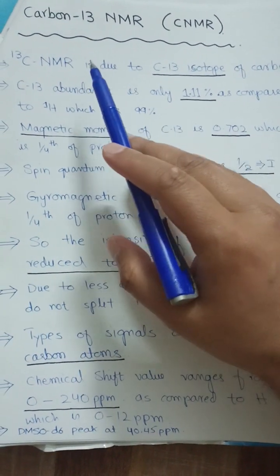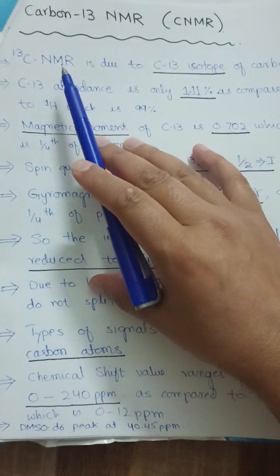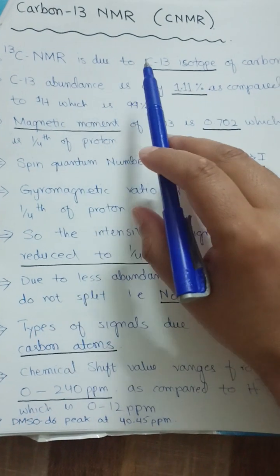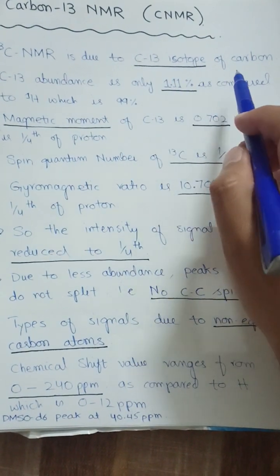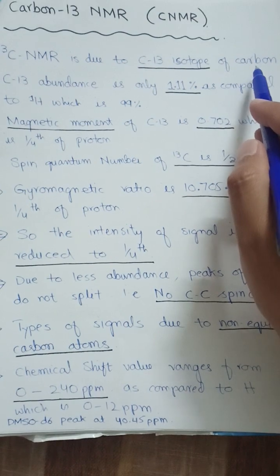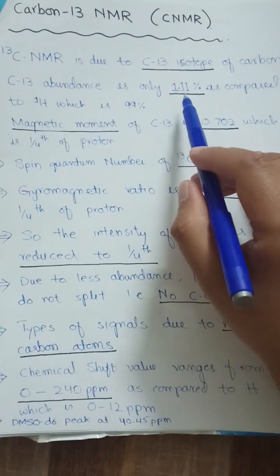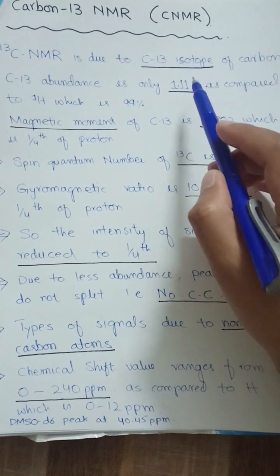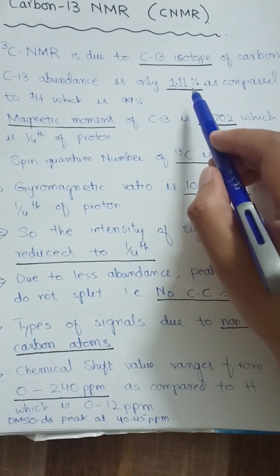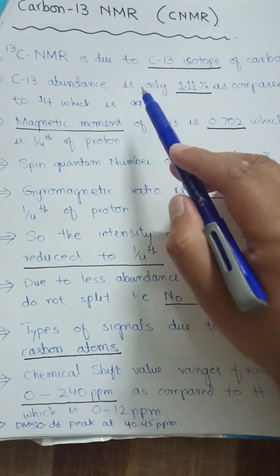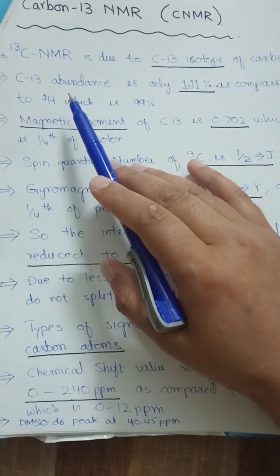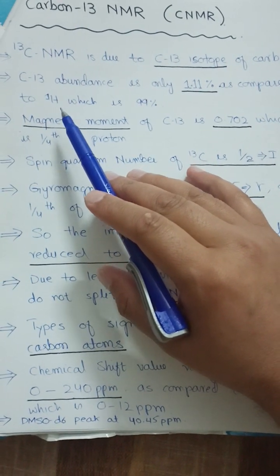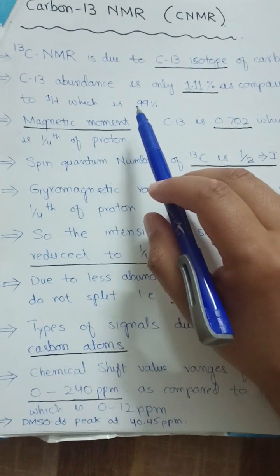So for carbon NMR, we usually rely on the carbon 13 isotope. Carbon 13 NMR is due to the carbon 13 isotope present in the overall carbon, which is only 1.11% as compared to carbon 12, which is almost 98.89%. And the percentage of carbon 13 is very low as compared to the proton, where we use proton NMR, which is 99% abundant.